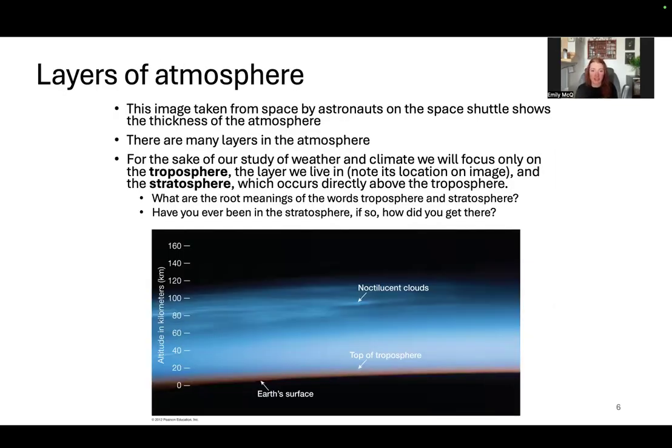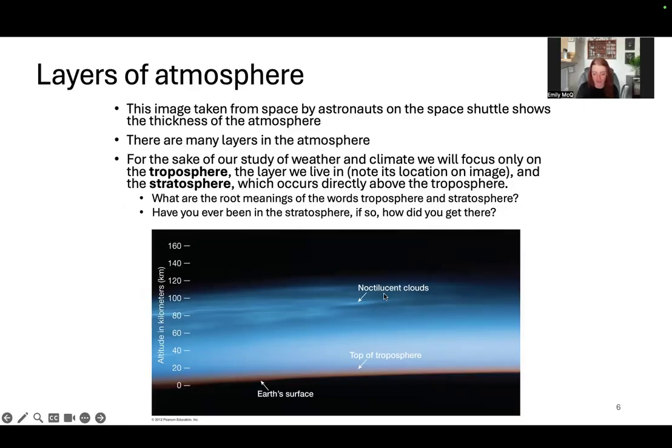This is a really cool satellite image of Earth's atmosphere that we have a visual of. It was taken from space by astronauts on the space shuttle, and it shows the thickness of the atmosphere. So here's Earth's surface. It's a thick atmosphere. This is in kilometers, and 110 kilometers or so is the visual thickness of the atmosphere. But again, for the sake of study on weather and climate, we predominantly focus on the troposphere and stratosphere.